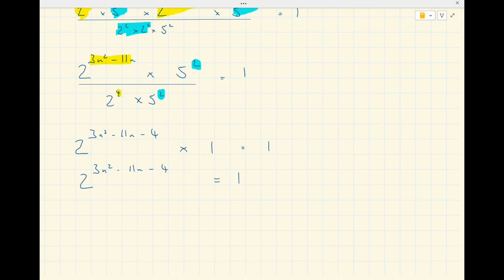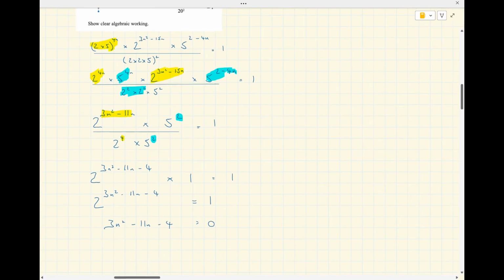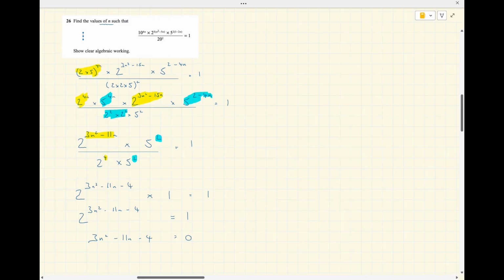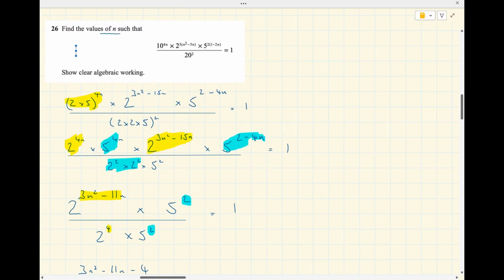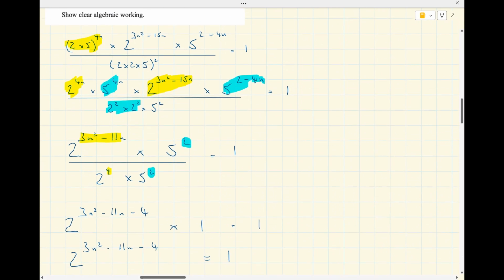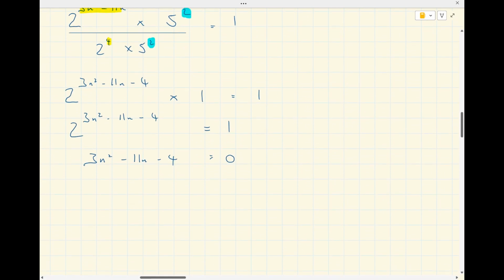So this power of 2, 3n squared minus 11n minus 4, must equal 0. So there's a quadratic equation for me to solve. Now, before we press on, let's just have a look at this. I notice it says find the values of n. So I'm quite reassured I've got a quadratic equation here, because that will give me 2 solutions. I'm going to try factorising it first. I don't know if this will work, but if it doesn't, then I will use the formula.